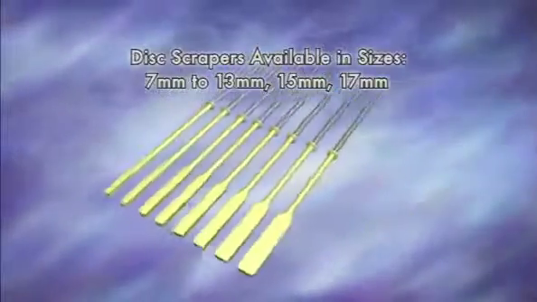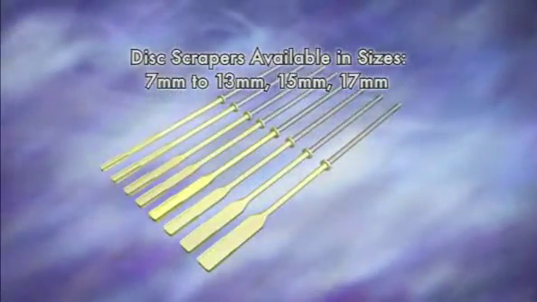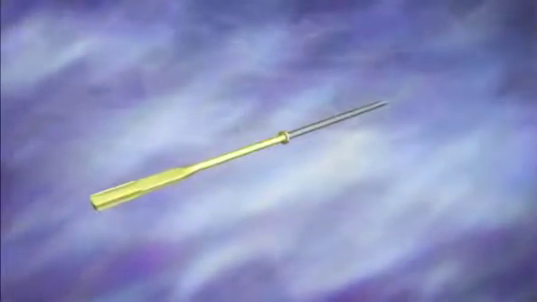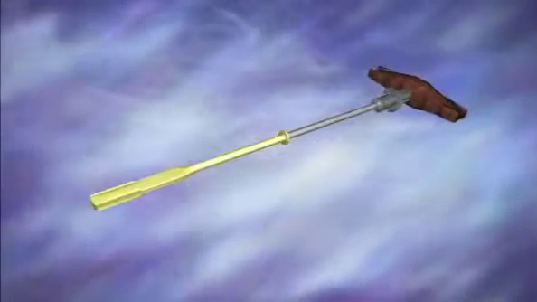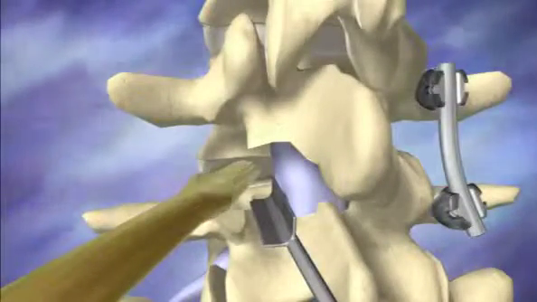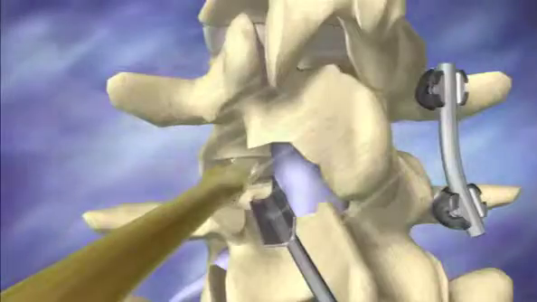Disc scrapers are available for gross removal of the cartilaginous end plate. As with the disc spreaders, the proximal end of the scraper slides into the distal tip of the fixed T-handle. Disc scrapers may be used to help repair and decorticate the vertebral end plates.